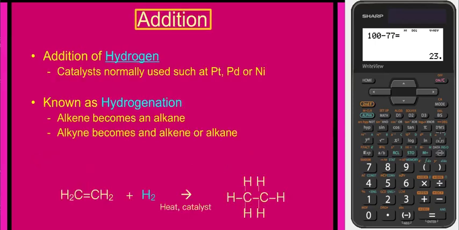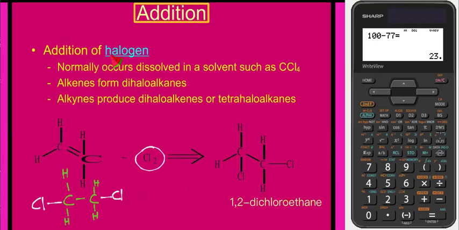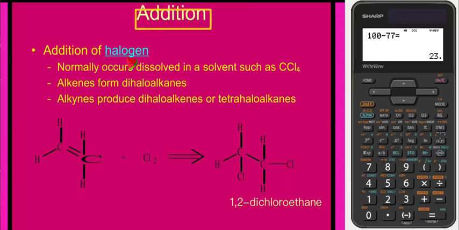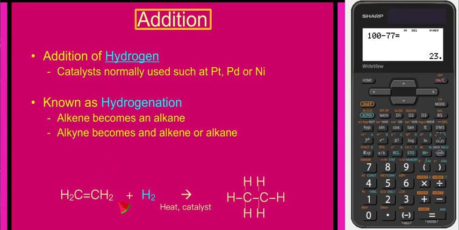All right. So here's the next one. Now we are going to put hydrogens. Hydrogen, with a catalyst, is normally platinum, palladium, or nickel. It is known as hydrogenation because we're putting in the hydrogen. For this one, they should say known as halogenation. You're putting in halogens. So again, you're breaking the double bonds or triple bonds.